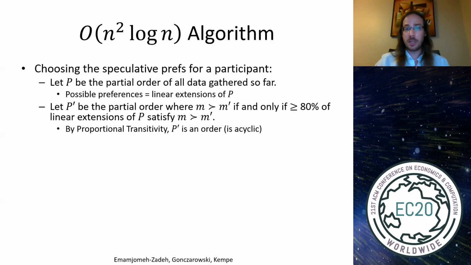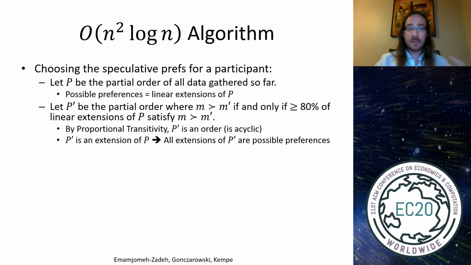Because if M precedes M prime and M prime precedes some M double prime, proportional transitivity tells us that M double prime cannot be necessary for M double prime to precede M. And also P prime is an extension of P, because whatever holds in P holds in 100% of the linear extensions of P. So all extensions of P prime are actually possible preferences, and we just pick some linear extension of P prime as the speculative preferences.